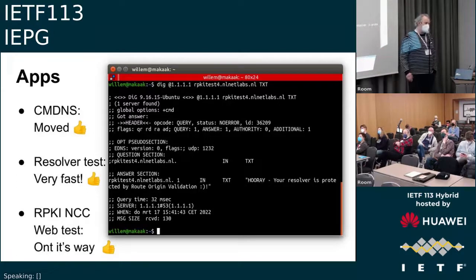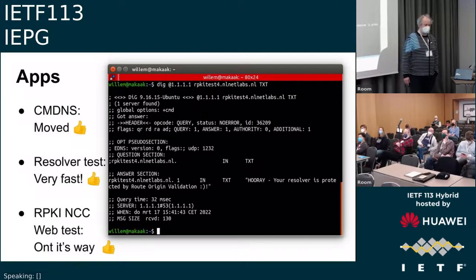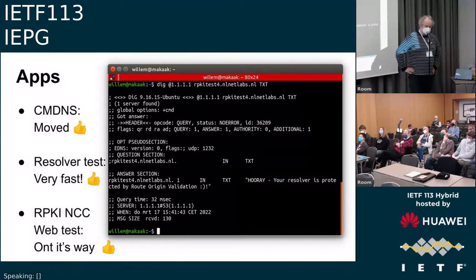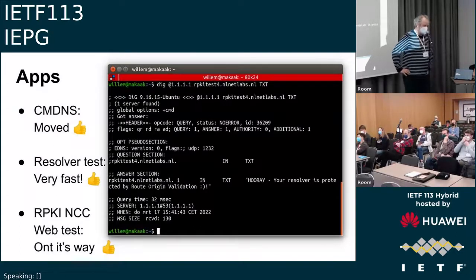Yeah, well, so all the apps that used the earlier beacon, they all moved to the new beacon. So it was really easy to do an API test for resolvers, because you just run two authoritative servers. One has a zone that says, hooray, you're protected at the valid, and one says, no, you're not protected at the invalid. Next slide.